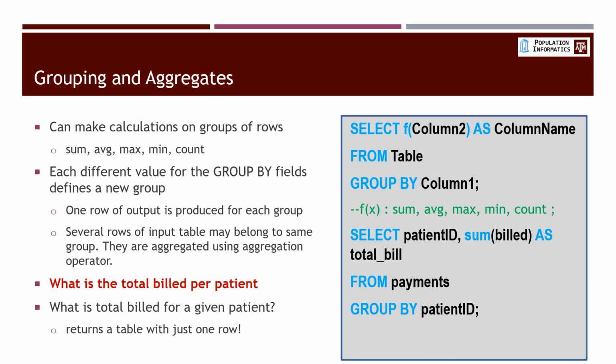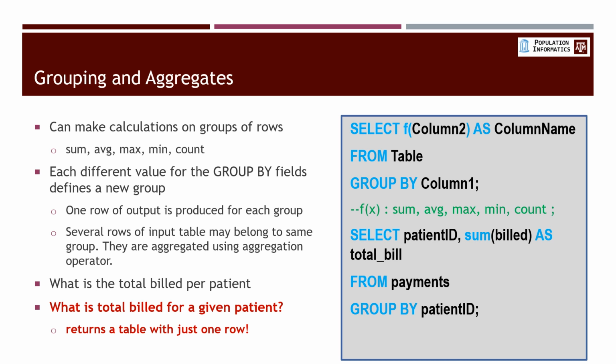Here is the SQL query that will return a table with the total billed per patient. It is grouping up rows by patient ID, then summing up the billed column per patient ID and storing it in the total billed column. How many columns would this query return? Yes, you would get back a table with 2 columns, patient ID and total bill per patient.